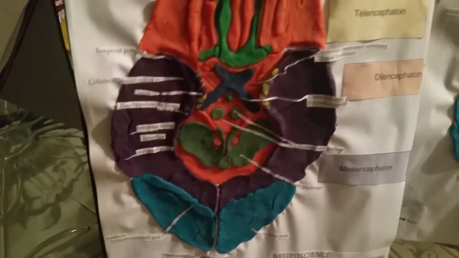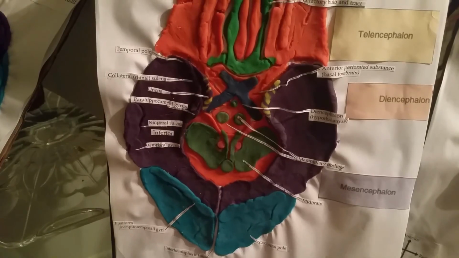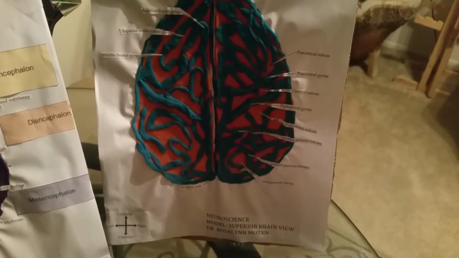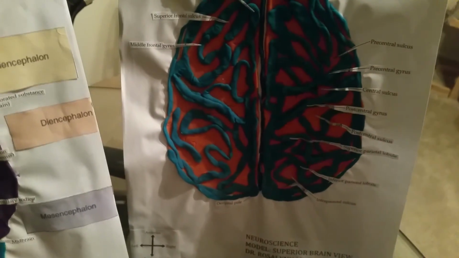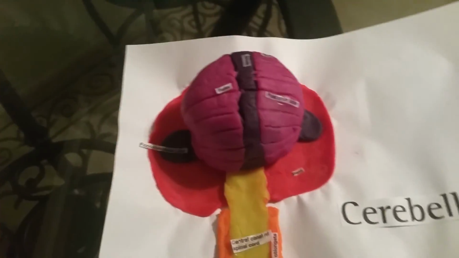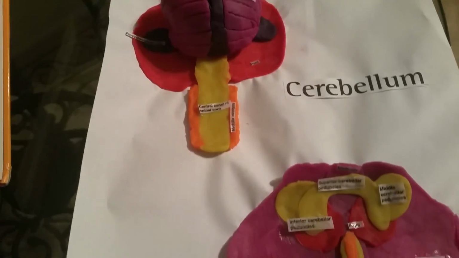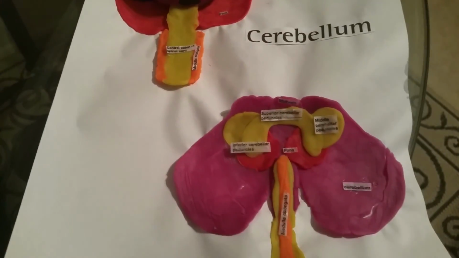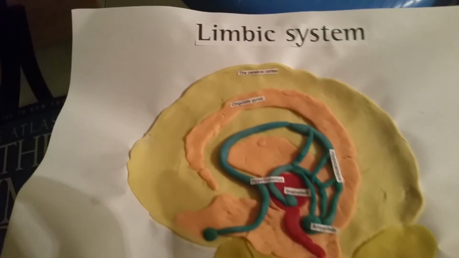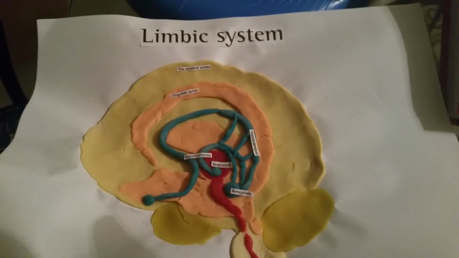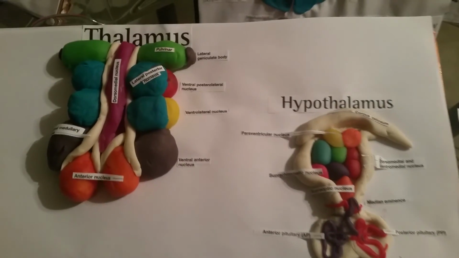Then we had the inferior view of the brain and the superior view of the brain. And then added the cerebellum, the pons, the basal ganglia, and the limbic system. And last and definitely not least, the thalamus and the hypothalamus.